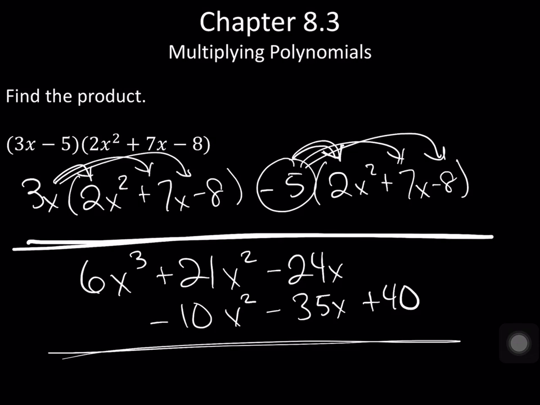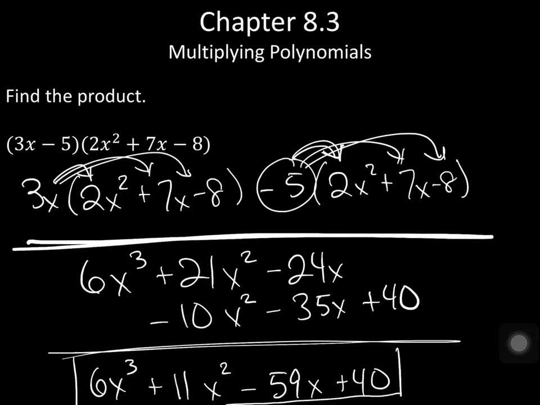Okay, so you'll notice all of our like terms got stacked together, and so now we can just combine them. There were no more x cubes, so there's our 6x cubed. The 21 and the minus 10 leaves us with a positive 11x squared and a negative 59x and a plus 40. And so everything that can be put together has been put together. And you'll notice that we ended up in standard form, right? So we started in standard form, and then as we work, we kept it in standard form. And so when we're done, we're still in standard form, okay?